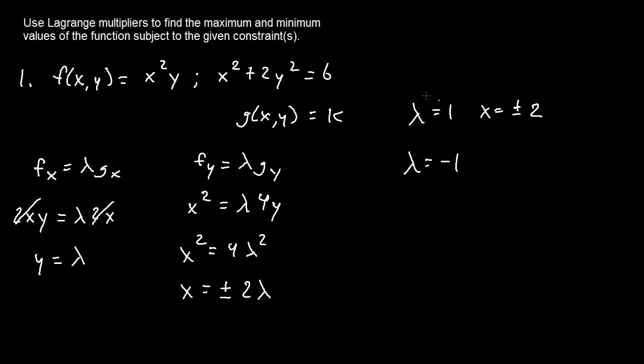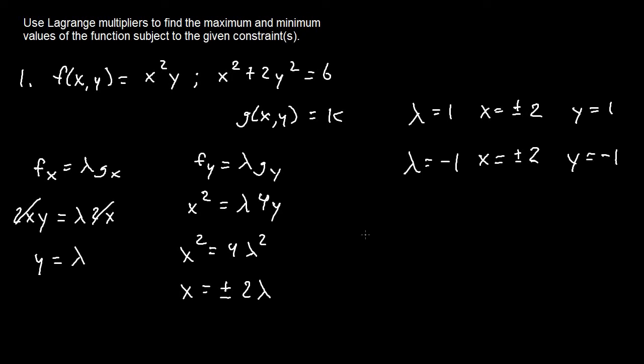Now if I replace lambda equals 1 into the y equation, y equals lambda, so that means y equals 1. Now let's replace negative 1 for lambda. If that's the case, then x will equal plus or minus negative 2. Plus or minus negative 2 is the same thing as saying plus or minus 2, so we go ahead and replace it with that. If I replace it for the y equation, y equals lambda, so if lambda equals negative 1, then y is also going to equal negative 1.